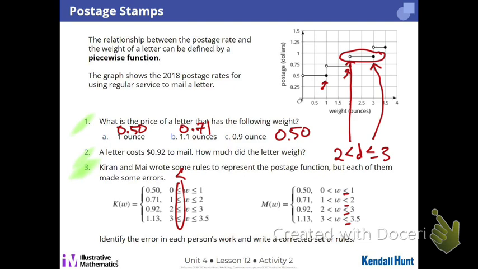Do you guys make a connection? Remember when we did inequalities on a number line? Same thing. Open circle means it didn't work. Closed circle means it does work. Okay. So that's it for stamps. I think we're feeling good with stamps.